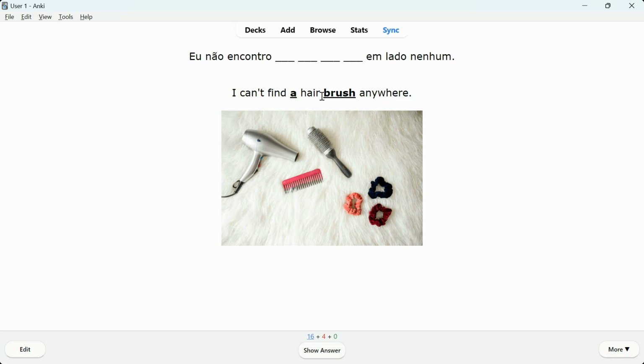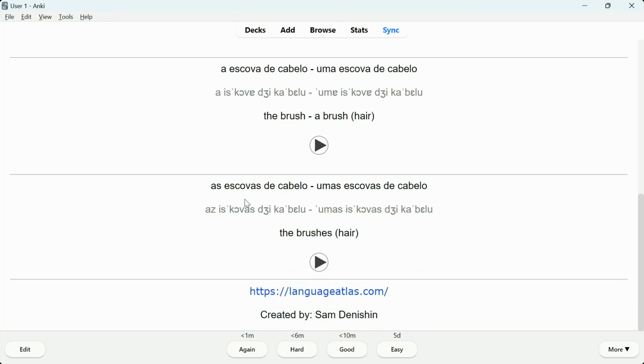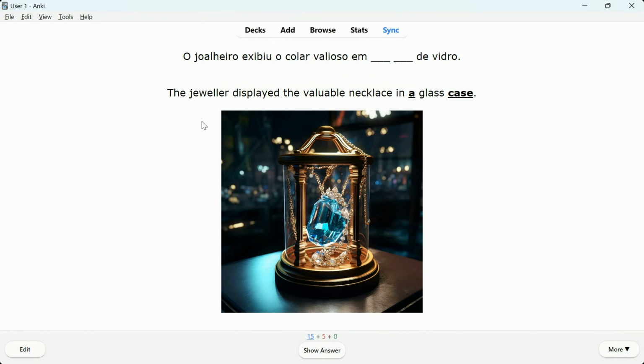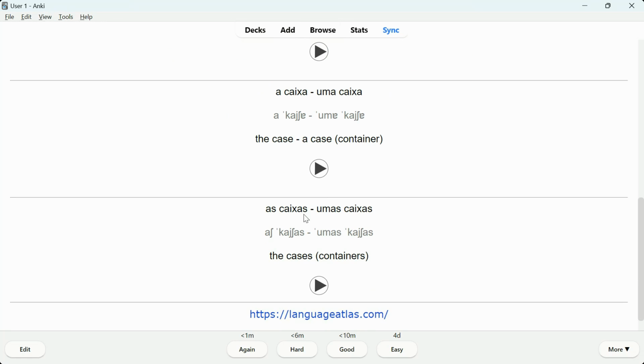I can't find a hairbrush anywhere. How do you say a brush? Eu não encontro uma escova de cabelo em lado nenhum. A escova de cabelo, uma escova de cabelo. As escovas de cabelo, umas escovas de cabelo. The jeweler displayed the valuable necklace in a glass case. A case. O joalheiro exibiu o colar valioso em uma caixa de vidro. A caixa, uma caixa. As caixas, umas caixas.